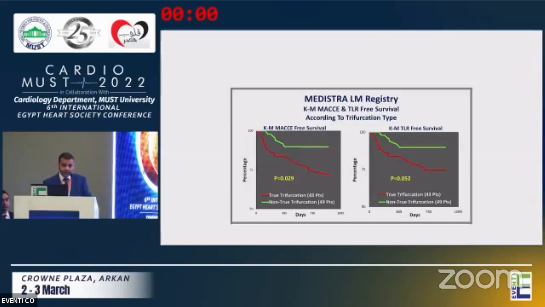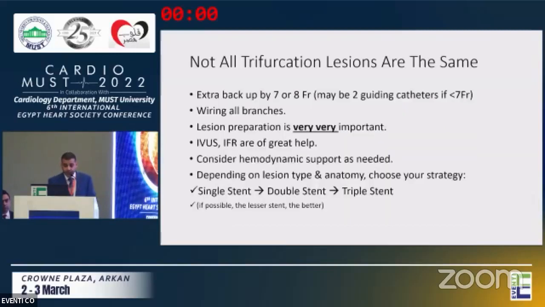This is the only big registry about trifurcation. As we can see, if you have a true trifurcation left main affecting the 3 vessels, you have the worst outcomes. But if it's not a true one, like the green line, you will have better results. Not all trifurcation lesions are the same.